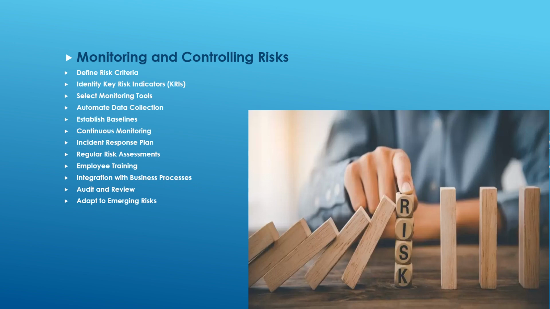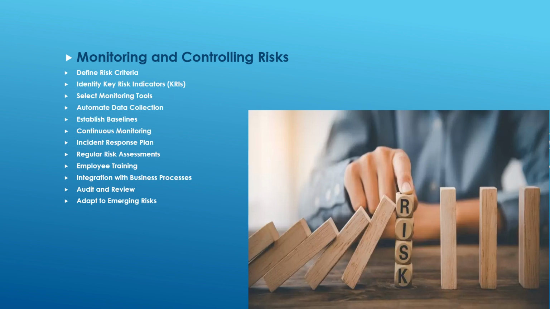The fourth step is to automate data collection. Automate the collection of data from various sources to ensure real-time monitoring. This might involve integrating your monitoring tools with existing systems and databases. Next is to establish baselines. Establish baseline values for your KRIs. This provides a reference point for what is considered normal, making it easier to identify anomalies.